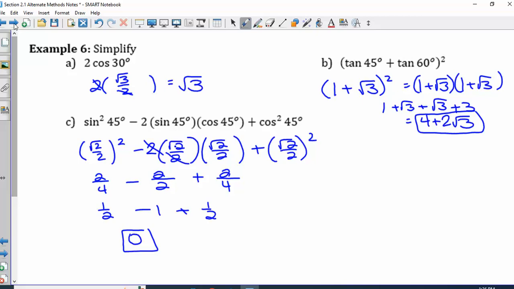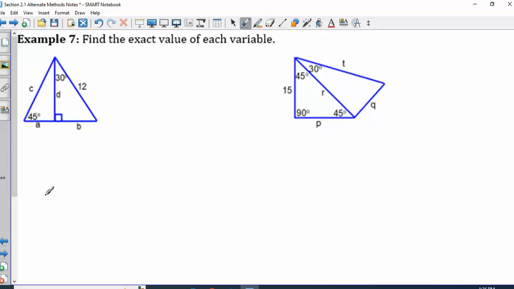So the last thing I have, these problems are a little bit longer, so if you write big, you might need another sheet of paper. I'm asking you to find the exact value. So exact value means radicals, no decimals, for each variable. And if you look, I have actually 4 different variables. So each of these pictures, we're finding 4 different things. One thing, if we're going to use a trig function, what kind of triangle do we have to have? A right triangle. So if I look, is this whole triangle a right triangle? No, but I have 2 right triangles here. I have this one on the right, and we have one on the left.